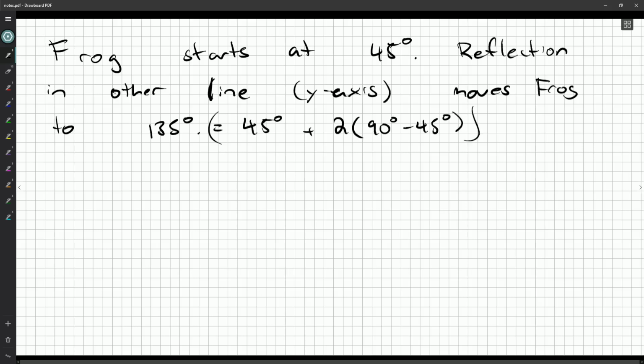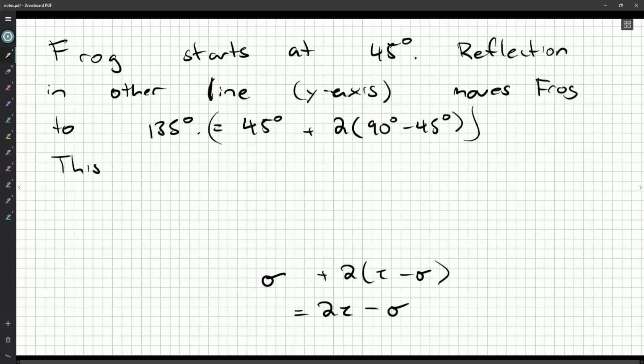In general, if I'm at sigma, and the line that I'm reflecting in is at tau, the angle that I'm going to be at when I'm reflected is just going to be 2 tau minus 2 sigma plus another sigma, which is just minus sigma. Okay, so that's why it works this way. So that's why we get 2 times 90 degrees minus 45, 135.